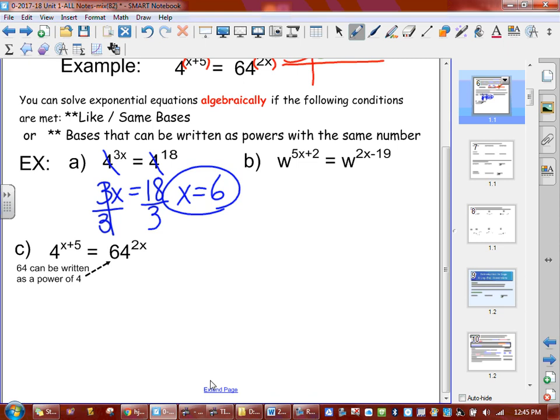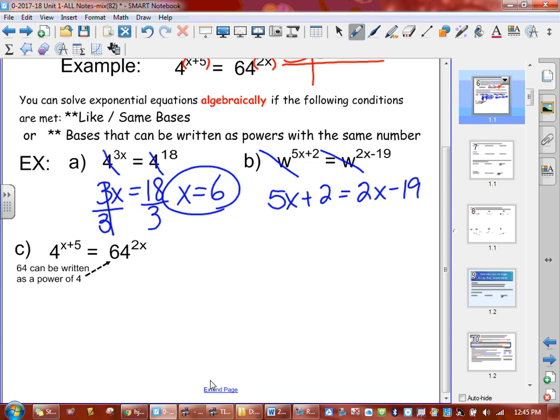We're going to do the same thing with the w. The w is identical, so we're going to cross the w off. Because the bases are identical, we're going to drop them and rewrite the equation. 5x plus 2 equals 2x minus 19. Now, we typically take x to the left, but it's okay to take x to where it's going to become positive. But typically, I do it to the left. So where's the bigger x? It's actually on the left, so that's where I'm taking it.